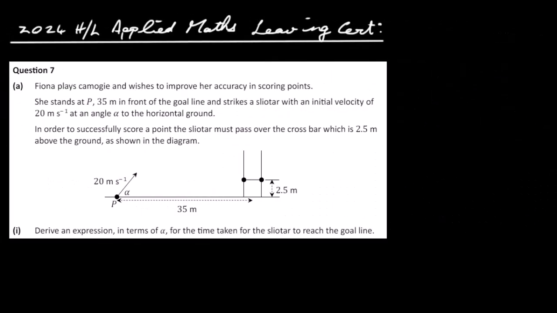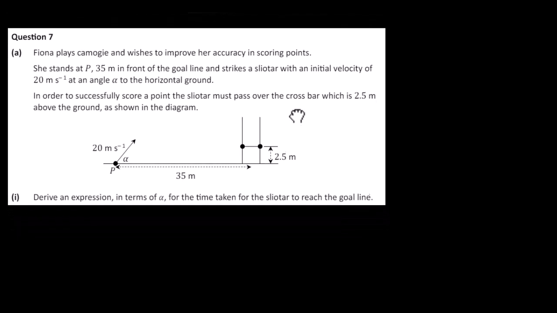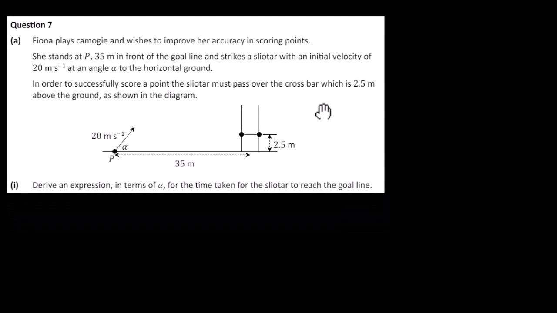So this is the 2024 Higher Level Applied Maths Leaving Cert paper, question 7. Fiona plays camogie and wishes to improve her accuracy in scoring points. She stands at P, which is 35 meters in front of the goal line, and strikes a sliotar with an initial velocity of 20 meters per second at an angle alpha to the horizontal ground.